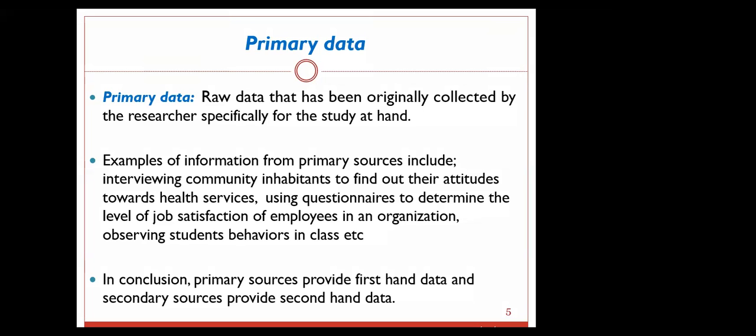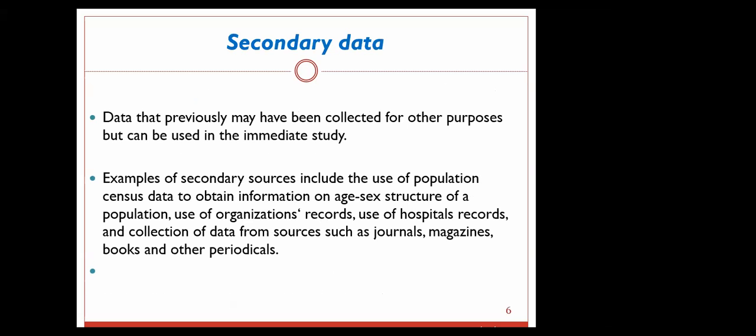In conclusion, primary sources provide first-hand data. On the other hand, secondary sources provide second-hand data. Not second-hand like it is, it is second-hand in the sense that it was used in another research and now it's going to be used for this research. That's why it's being called second-hand data. It doesn't necessarily mean that it is dirty, like our aspect of second-hand clothes. So secondary data is data that was previously collected for other purposes, but can be used in this immediate study.